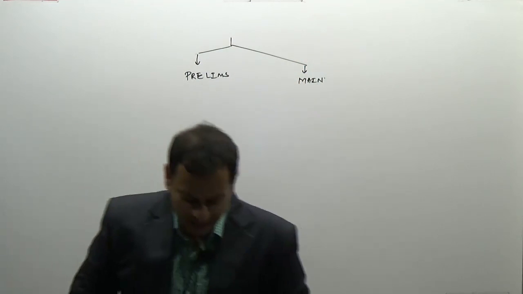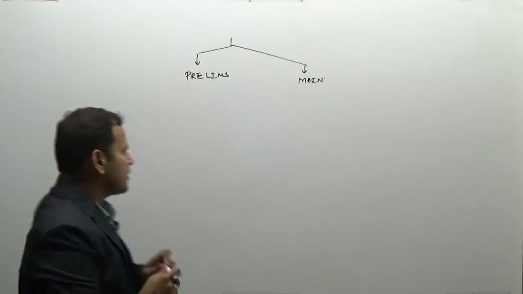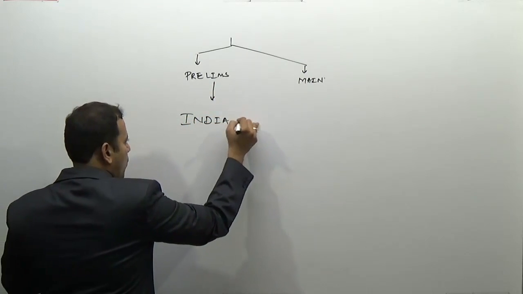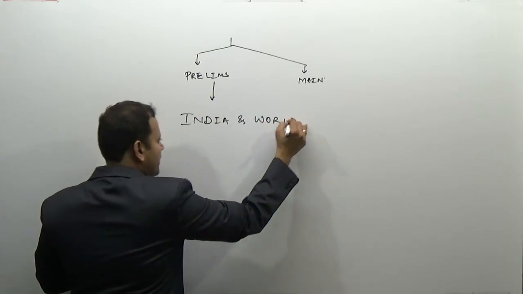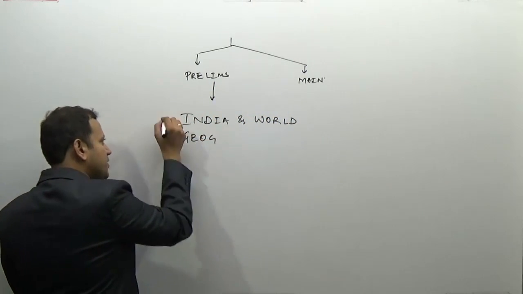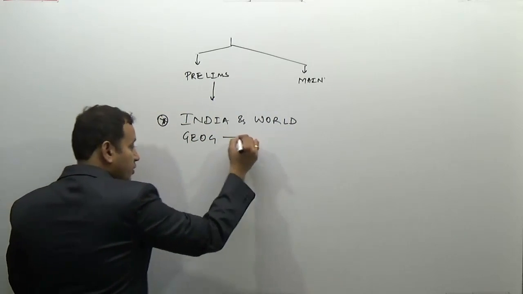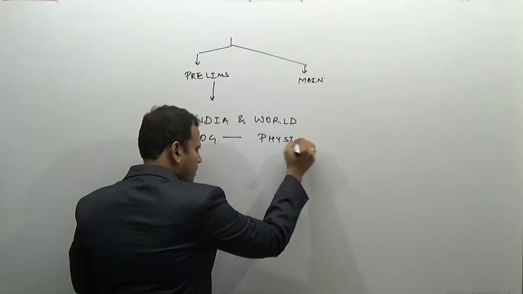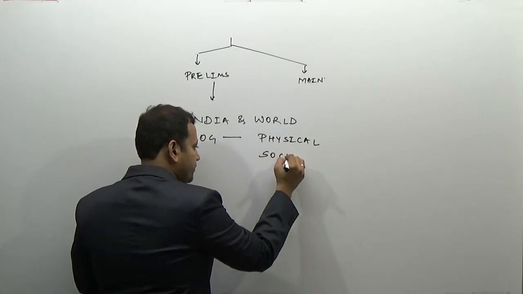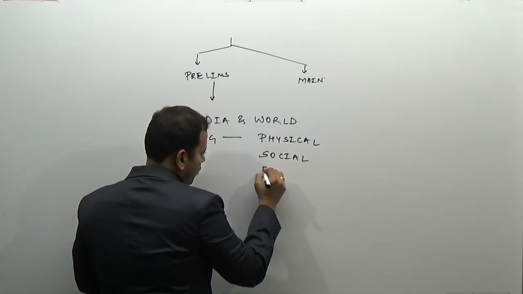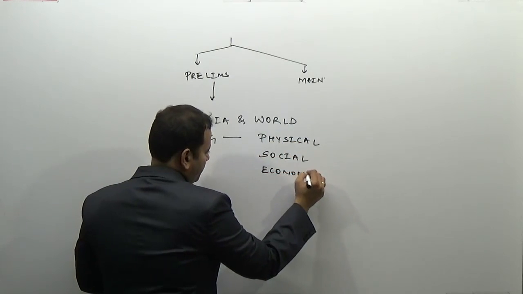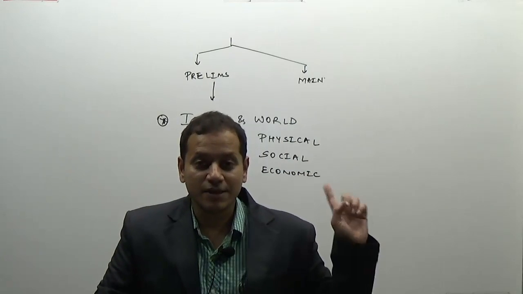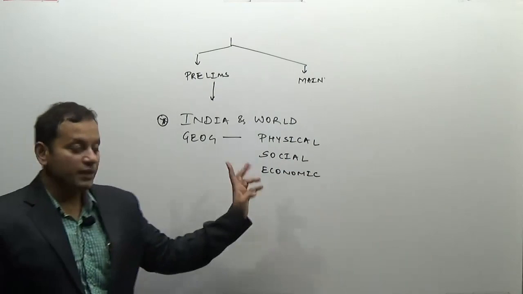If we study the syllabus for the preliminary examination, it says India and world geography. This is the only thing mentioned in the preliminary examination syllabus. It talks of India and the world geography. What kind of geography of India and the world? It talks of physical geography. It talks of social geography. And it talks of economic geography. So one thing we can decipher is that geography can be divided into three branches, that is physical geography, social geography and economic geography.